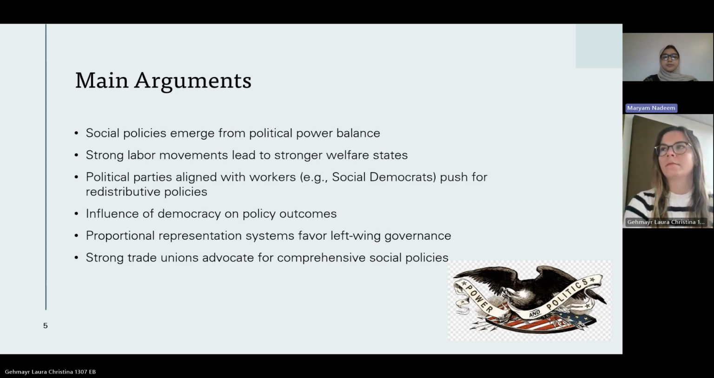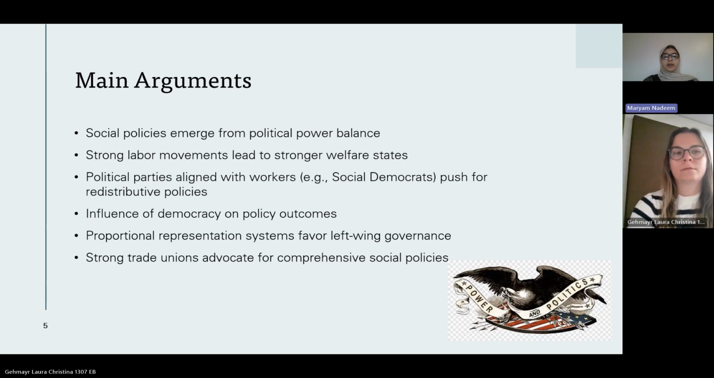So basically, this theory says that the welfare state is not just about economic needs. It is about the political power that shapes it. Korpi in 2006 further argues that social policies help to reduce worker dependency on the market. This is what we can call decommodification. Whereas on the flip side, some people argue that employers sometimes support social policies too, not out of kindness, but because it benefits them.